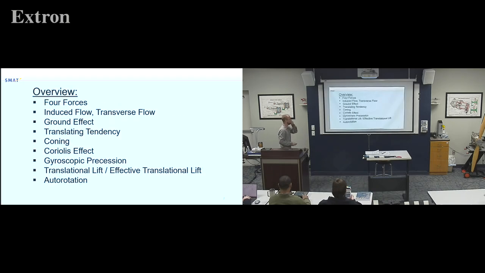The goal of today is to understand how the 4 forces operate in relation to a helicopter. Induced flow, transverse flow, ground effect, translating tendency, tail rotor, Coriolis effect, gyroscopic precession, translational lift, effective translational lift, and autorotation. A lot to get through.